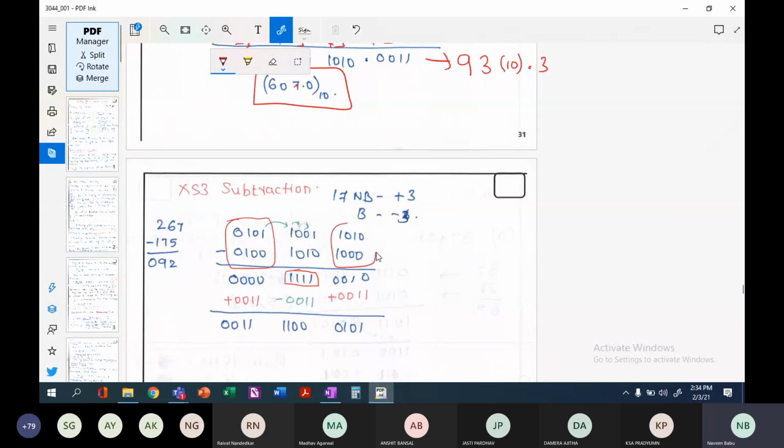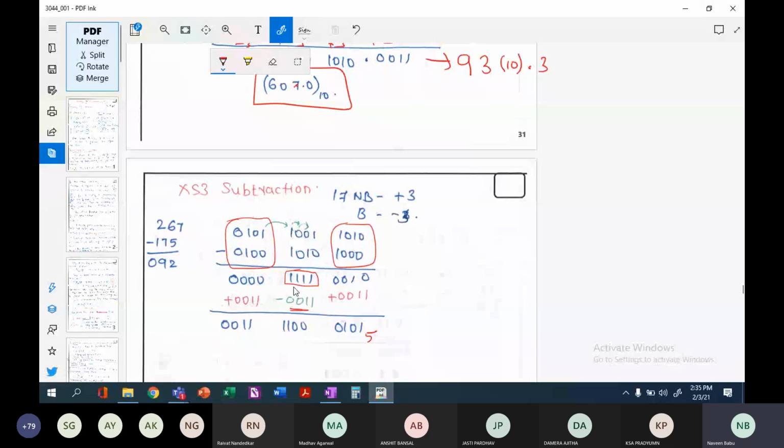So if you take borrow, then you have to subtract 3. So 3 is subtracted here. If you don't take a borrow, add 3 to it. So 0010 corresponds to 2. 2 plus 3 is 5. It is 15. 15 minus 3 is going to be 12. Sorry, 12. This corresponds to 12. And 0 plus 3 is 3.